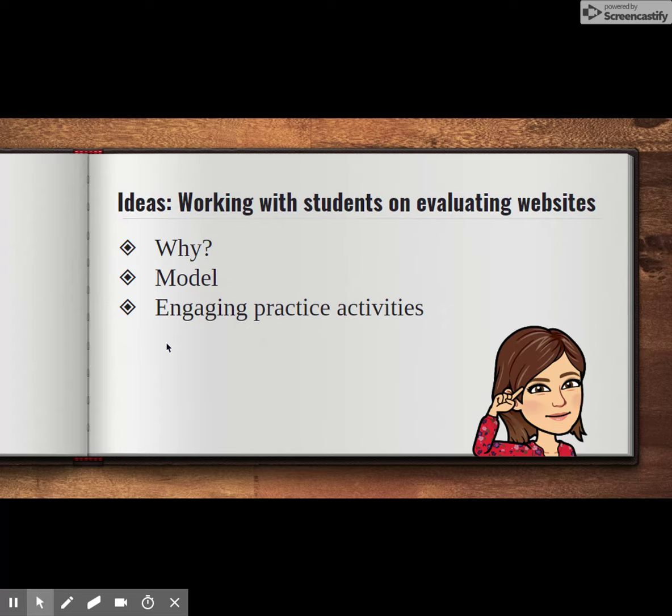You can assign them websites where they have to figure out which are reliable and which are not, and why. You can have it be a group activity or partner work. The goal would have to be to have students understand or be able to explain how they figure out which sites were reliable sources and which were not.